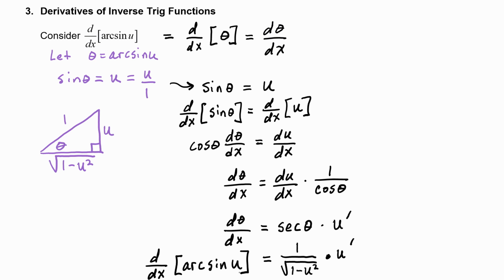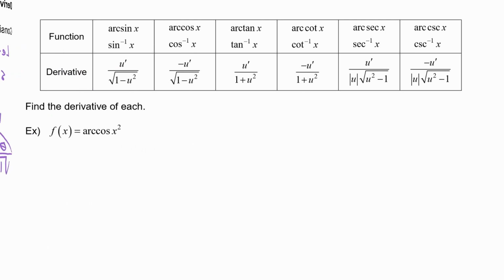So we just learned that the derivative with respect to x of the arcsine of u is equal to, we could write it like this if we want, u prime over the square root of 1 minus u squared. We just proved that the derivative of arcsine of x is u prime over the square root of 1 minus u squared.